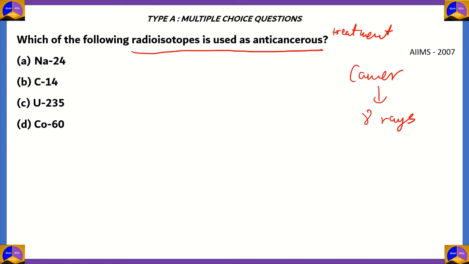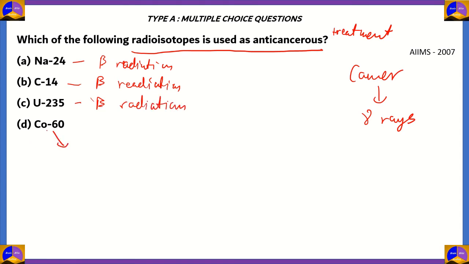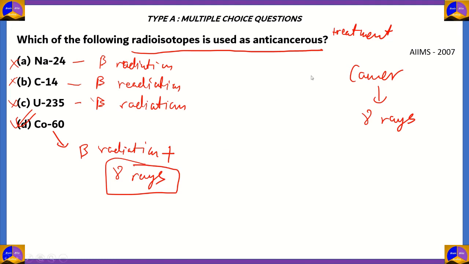If you look at normal radioactive isotopes, they emit beta radiation. Sodium-24 emits beta radiation. Carbon-14 also emits beta radiation. Uranium-235 also releases beta radiation. So that makes Co-60 the correct option, because in Co-60 you have beta radiation plus gamma rays formed. So you have gamma rays forming in Co-60. That's why it's used for anti-cancerous treatment.